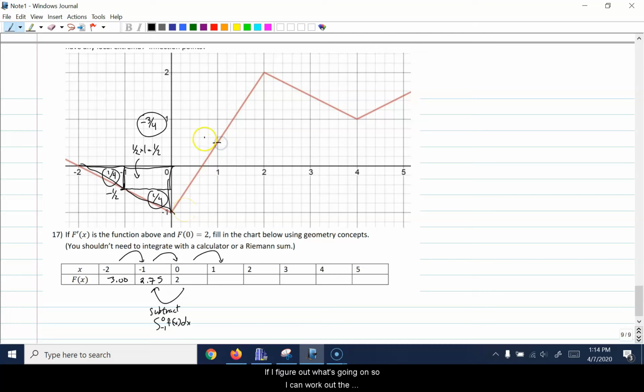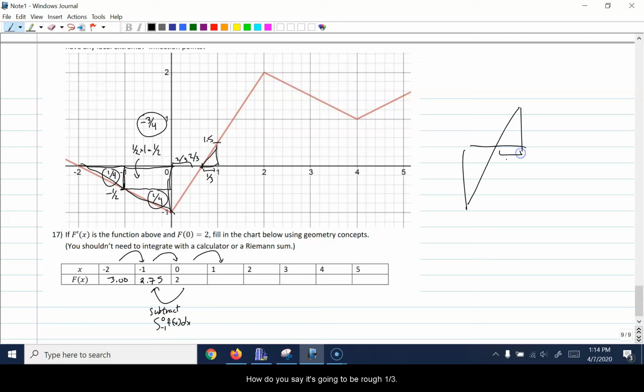If I figure out what's going on, I can work out the equation of the line as a brute force way at this, but this is at 2/3. This is a gap of 1/3. This is a gap of 2/3. This positive triangle has an area of, oh geez, this is going to be rough. It's 1/3 by, what's the height, is 1/2. So the area is 1/2 base times height is 1/6 is the area of the little triangle.